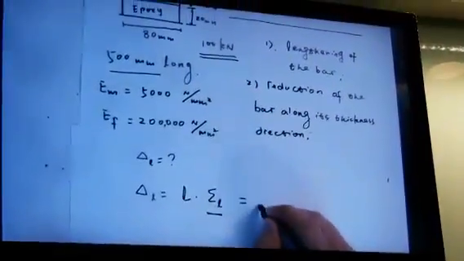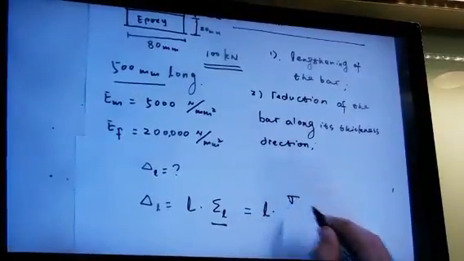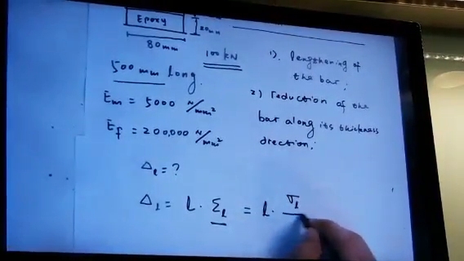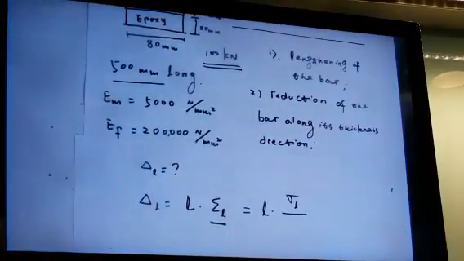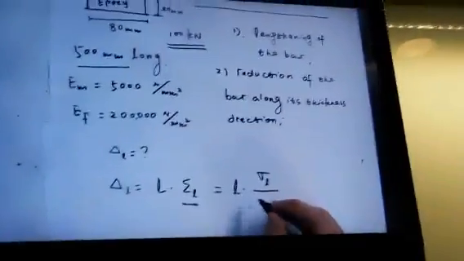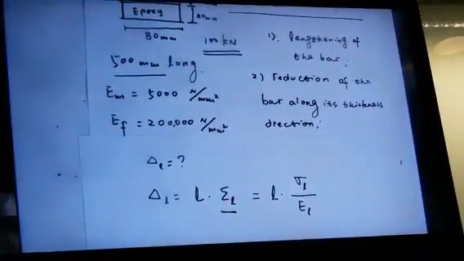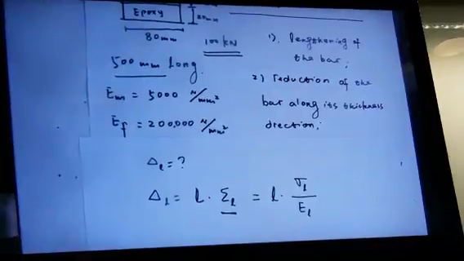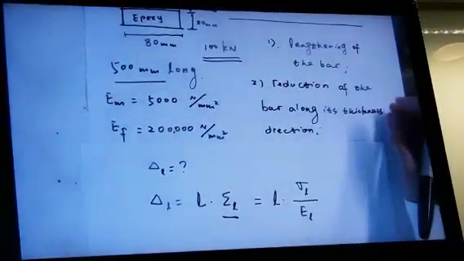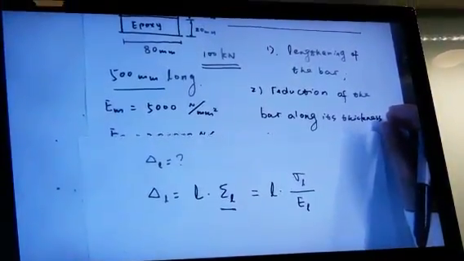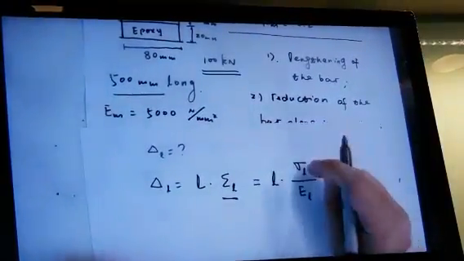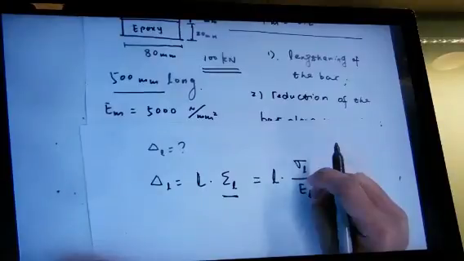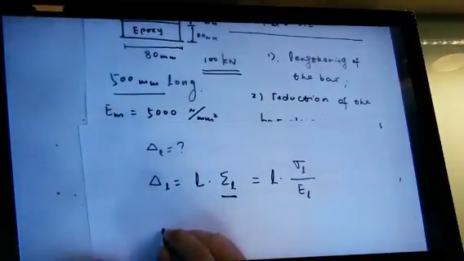And what is strain? Sigma L divided by E_L. Right. Strain, according to Hooke's law, is stress divided by modulus. Because you are trying to calculate epsilon L, it should be sigma L divided by E_L. And then, what is sigma L?